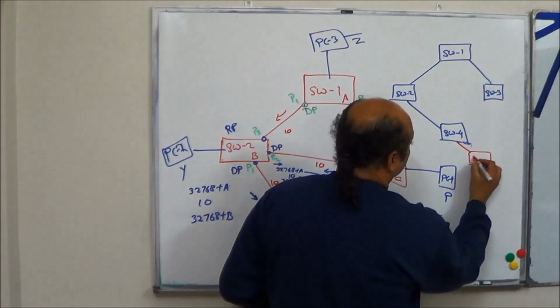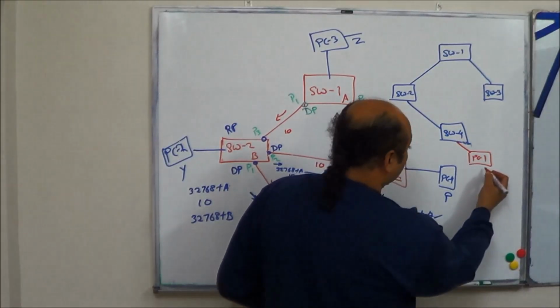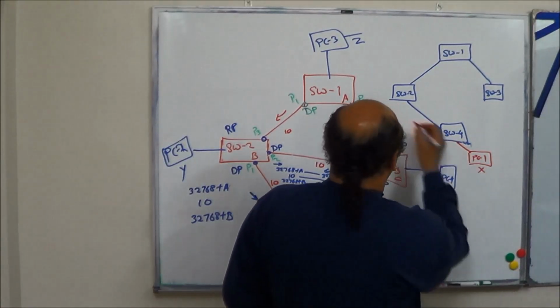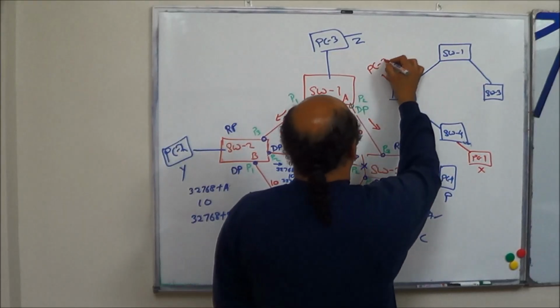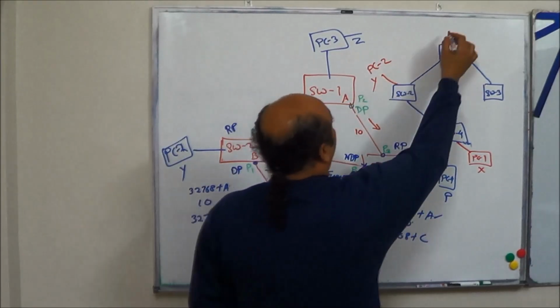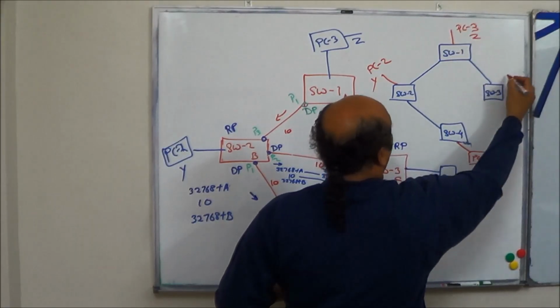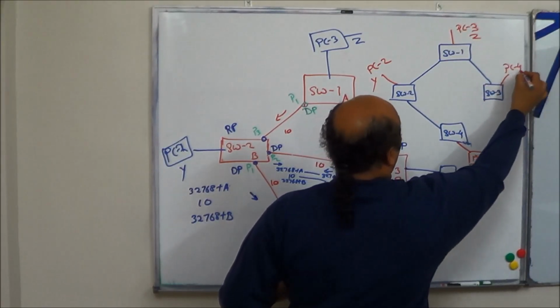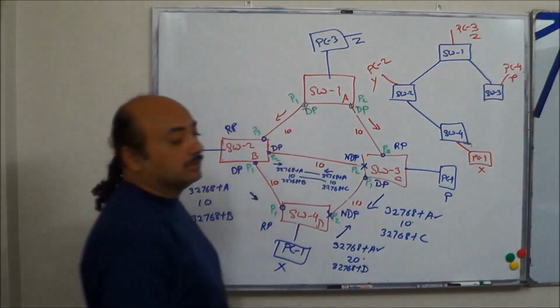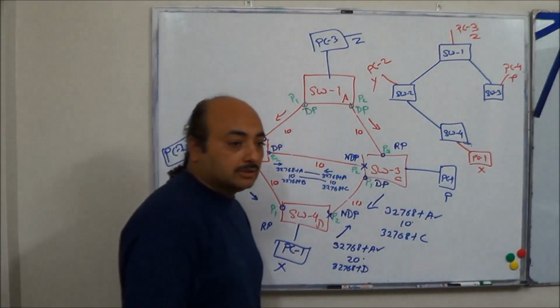PC1 with MAC address, let's say X. PC2, Y. PC3, Z. And PC4, P. Now let's go back to the thing.